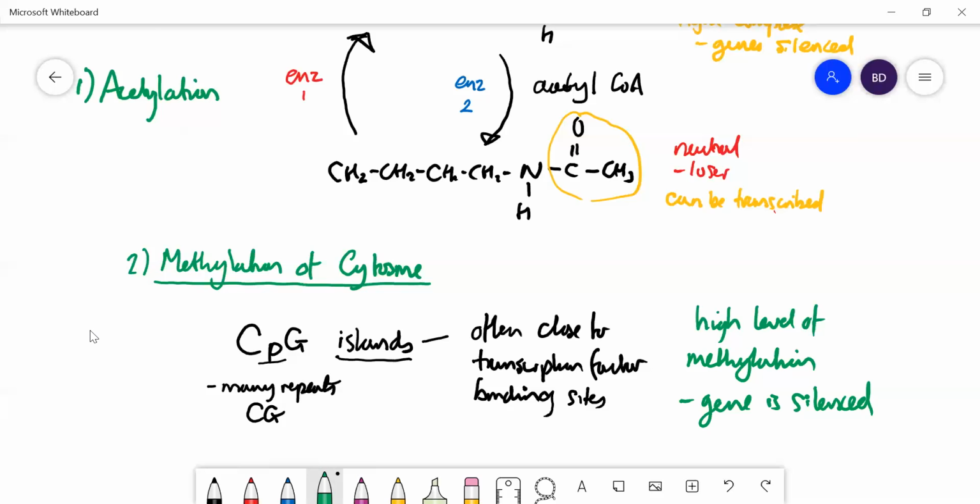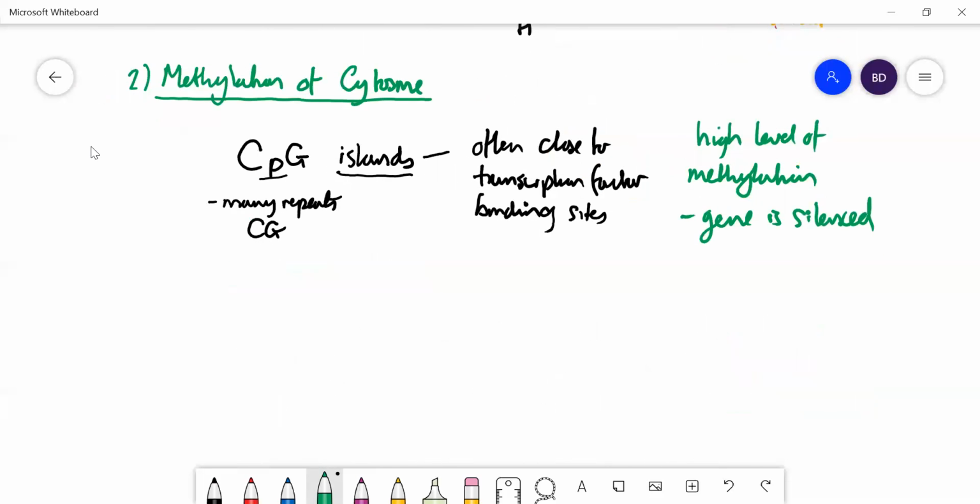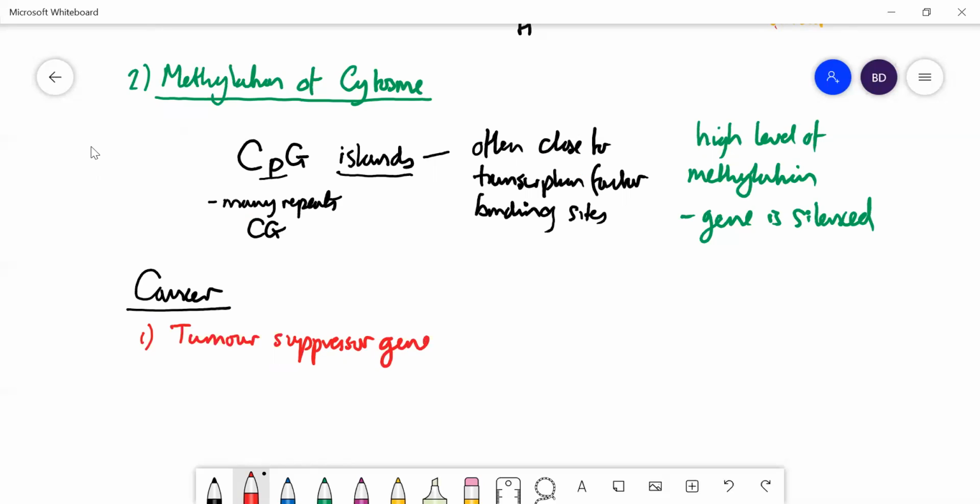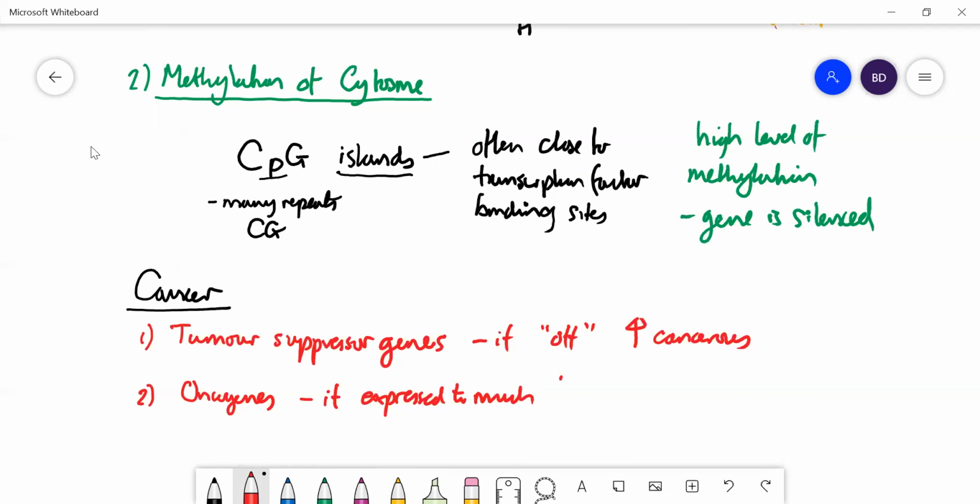So let's just have a little think about cancer. Well, in cancer, if you looked at earlier videos, there are two kinds of genes which are pretty important in causing cancer development. Number one, we've got the tumor suppressor genes. Now, if they are off, you've got increased incidence of a cell becoming cancerous. And the opposite of that, we have the oncogenes, and if they are expressed too much, you have an increase in the chance a cell might become cancerous.